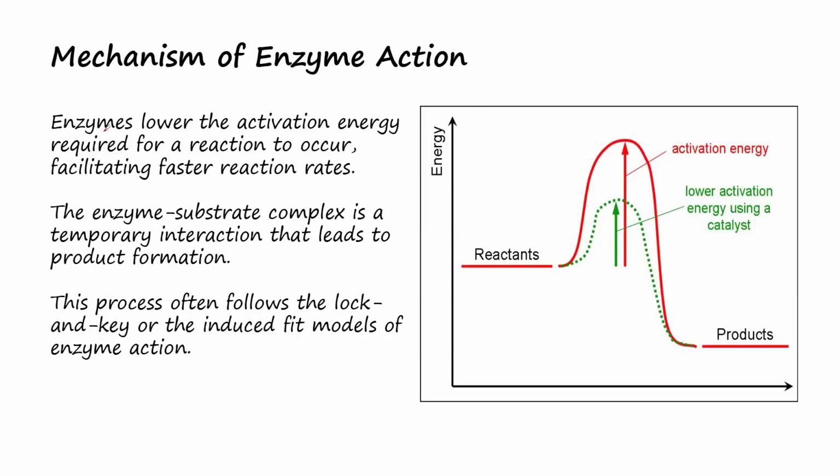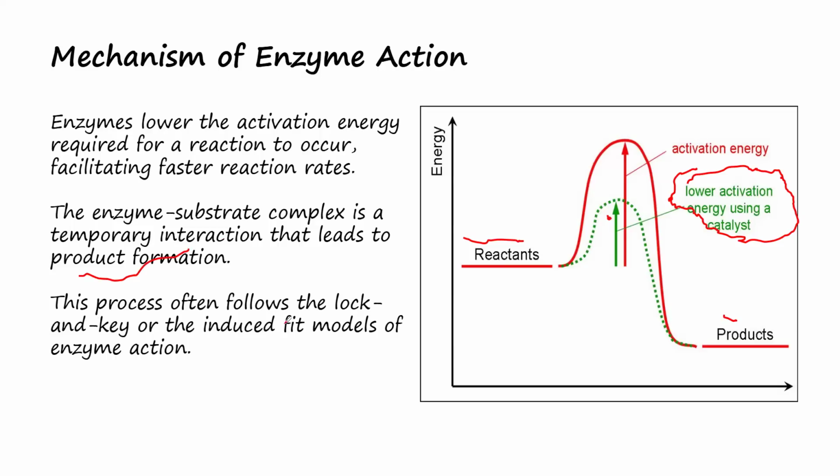So as I said previously on the previous slide, enzymes lower the activation energy required for the reaction to occur. So the lower the activation energy, as I mentioned, you see this is the reactant here, and this is the product. And of course, here is where the activation energy is lowered. So you see, lower activation energy is using a catalyst. So when you use a catalyst, the activation energy will be lower. So the enzyme-substrate complex is a temporary interaction. Yes, it's a temporary interaction because after some time it will dissociate, which leads to the product formation.